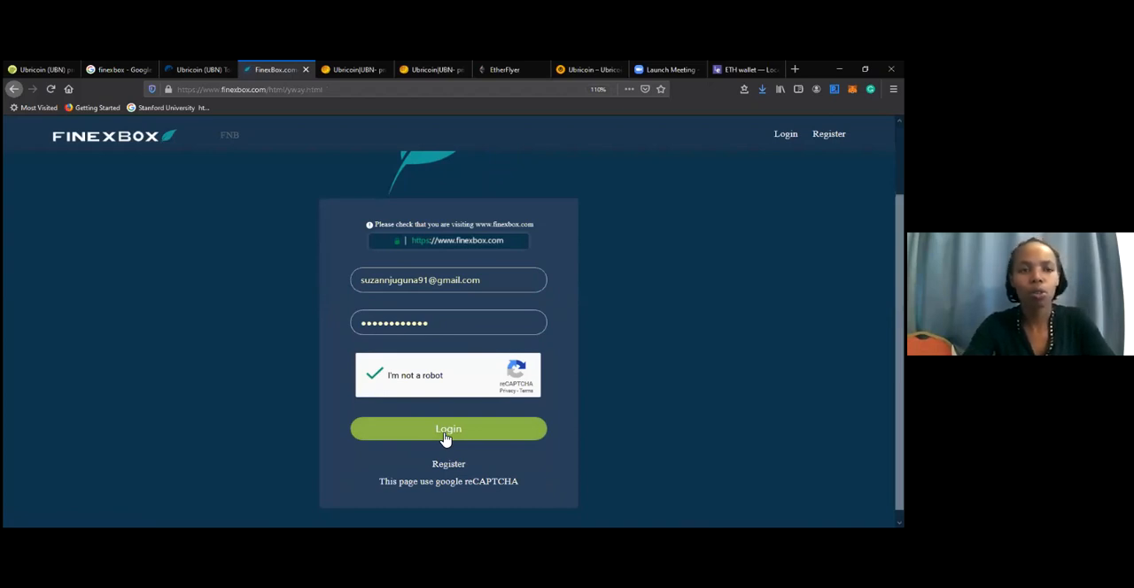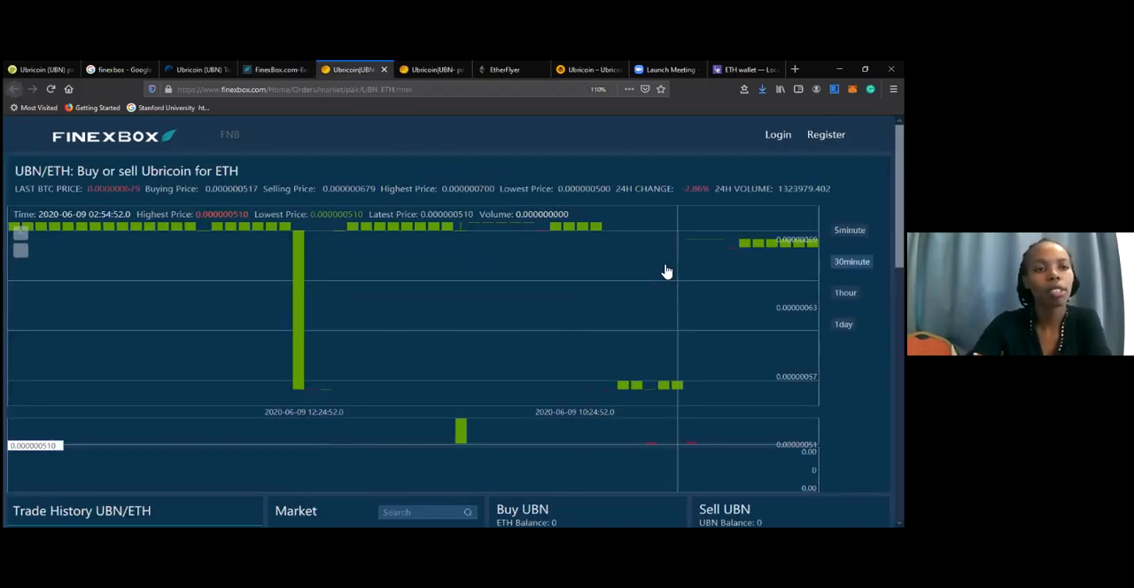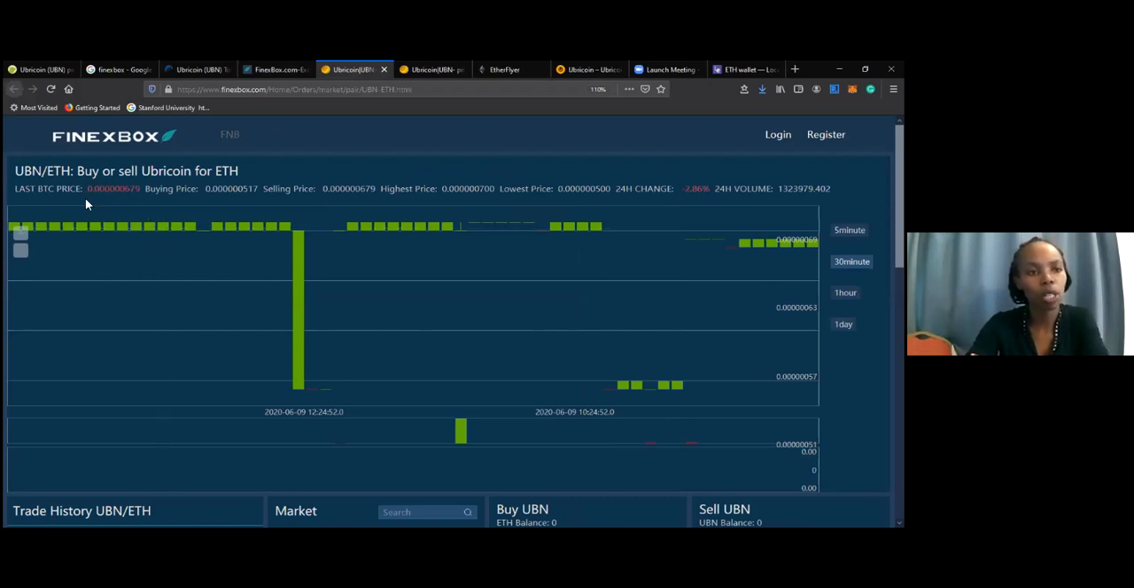Let's just go to the exchange. What I mean by making sure that you're in the right market is this: because you want to buy UBN, you want to make sure that here it reads UBN ETH market. If you're working with ETH and you want to buy UBN, make sure that this is the UBN ETH market. And you can see in this exchange, you can buy or sell Ubricoin for ETH. Basically, you can use ETH to buy Ubricoin. So make sure that you are in the right market.